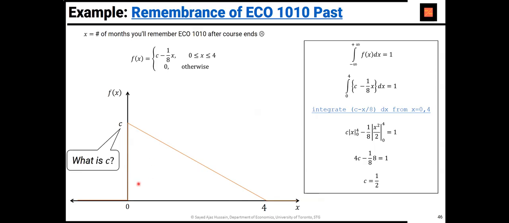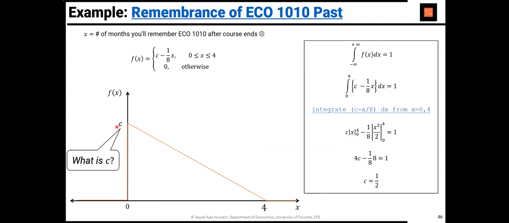Let's just do an example. Here's a density that takes on the value 0 anywhere outside, but as long as x is between 0 and 4, the density has an equation. And anywhere outside that, the density is equal to 0. So the joke here is, how many months will it take you to remember this material from this course? Right now, the course ends, quote unquote, high probability to remember the materials, and as time goes by, it goes down, and 4 months later, no one remembers anything.